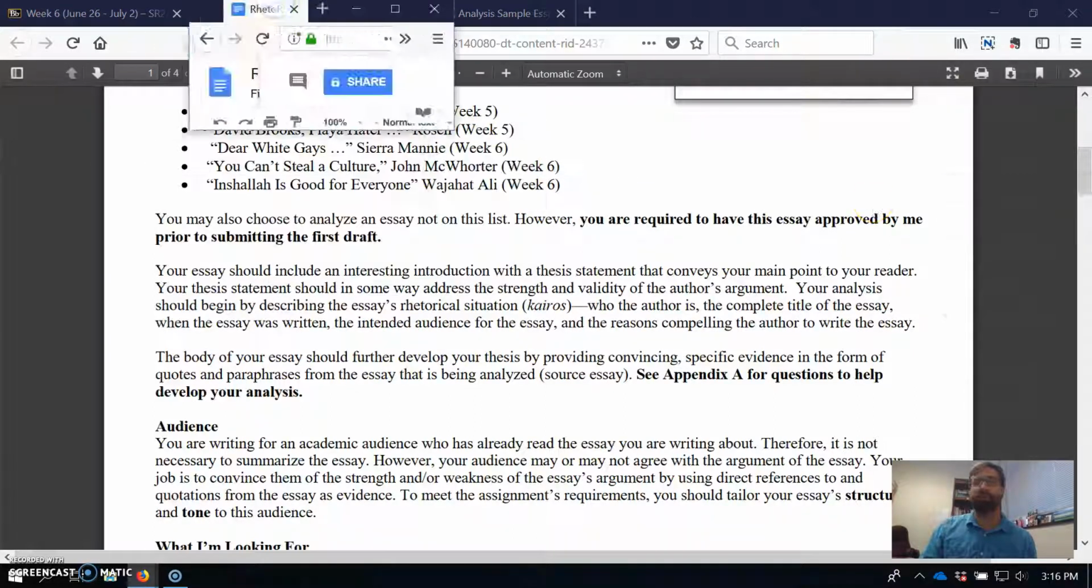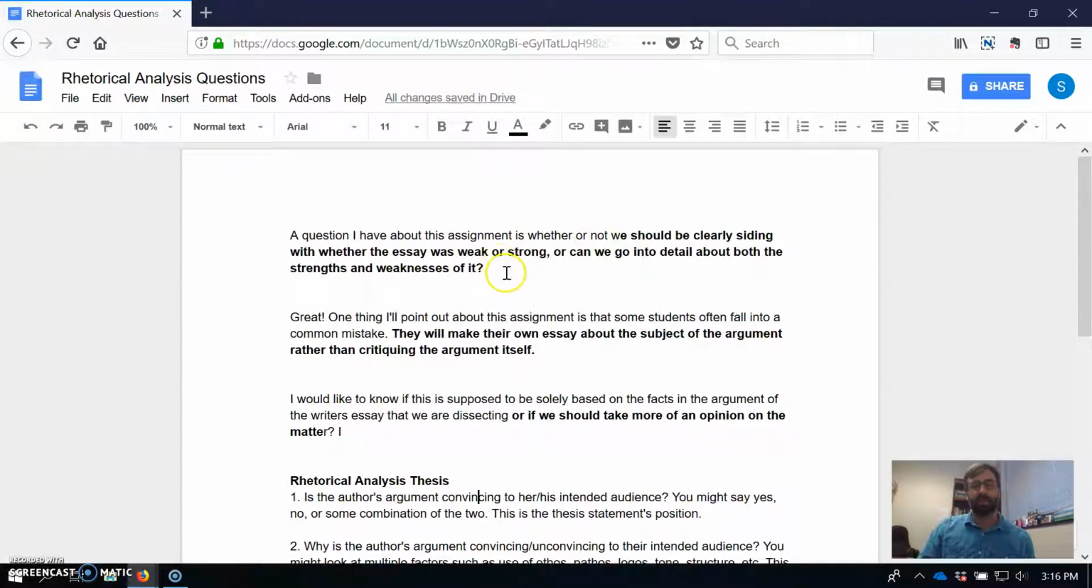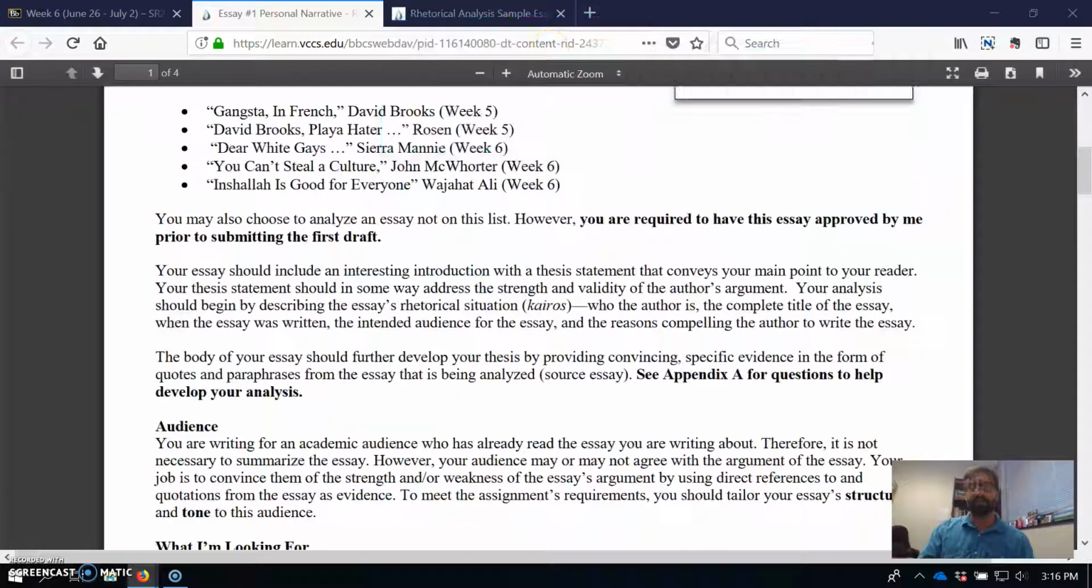One of the questions that we got during the discussion board is, well, do we need to be clearly citing whether it was weak or strong, or should we go into detail about the strengths and the weaknesses of it? It's a really good question, and I will tell you that a good rhetorical analysis should look at both strengths and weaknesses. So all arguments have strengths, all arguments have weaknesses. Your job is to explain what those strengths and weaknesses are, why you think they're strengths, why you think they're weaknesses, and then to convince your own audience that they should view those things as strengths and weaknesses as well.